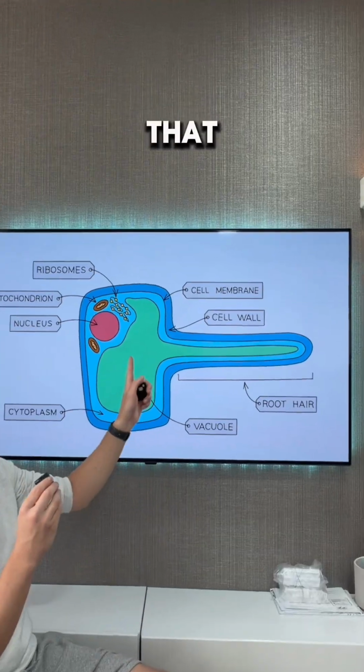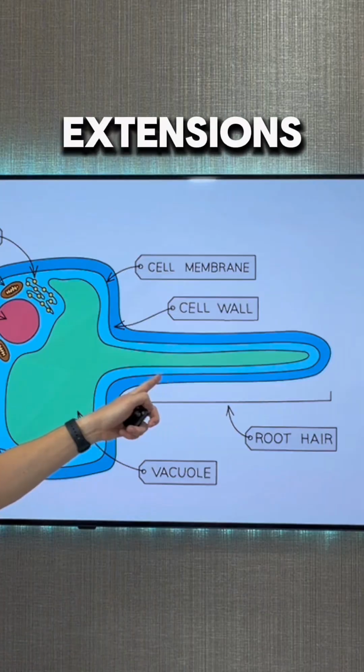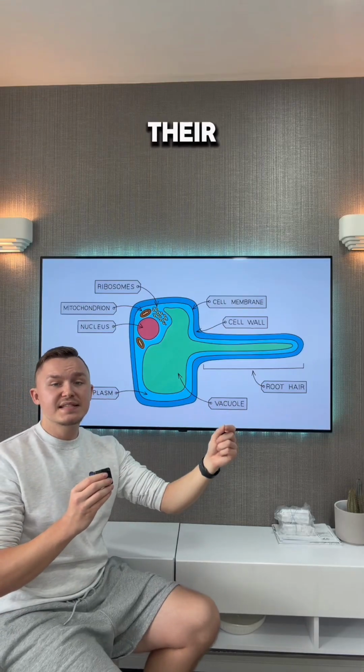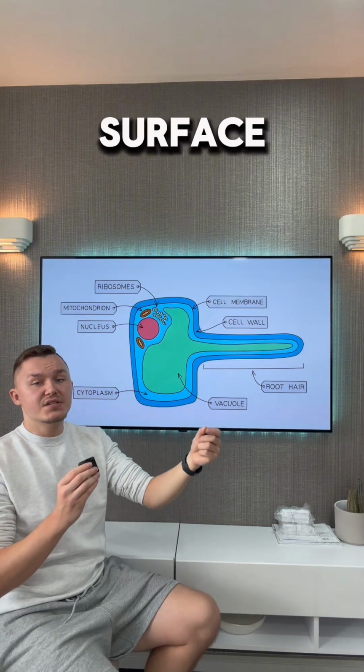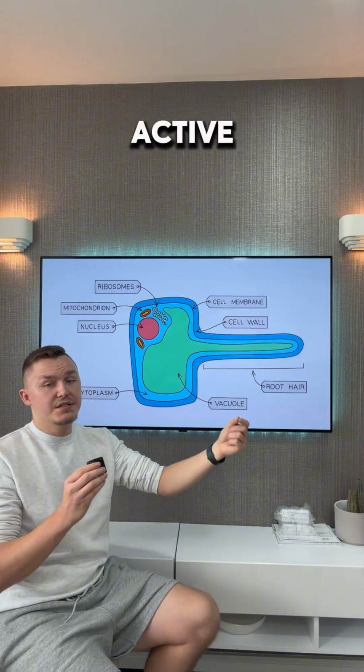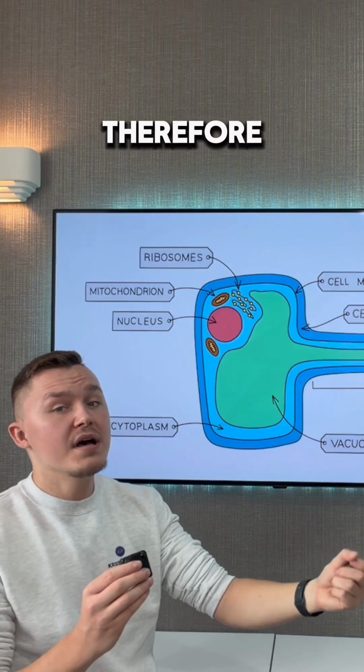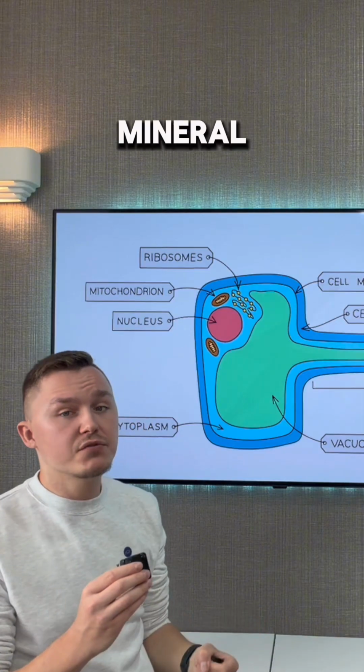We can also see that root hair cells have these long extensions which allow them to increase their surface area and therefore increase the surface area over which diffusion or active transport can occur, therefore increasing the uptake of mineral ions and water.